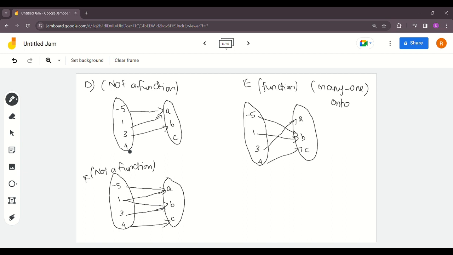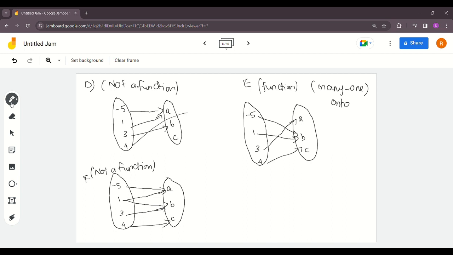Okay, now let us take example E. Example E is just like example B. Minus 5 is mapped to B, and 1 is also mapped to B. That means two students, minus 5 and 1, have got a common teacher. That is possible. And 3 is mapped to A and 4 is mapped to C. So it is a proper function.